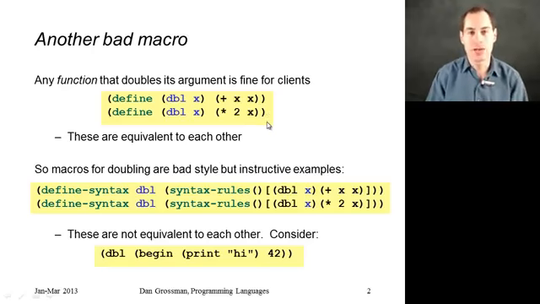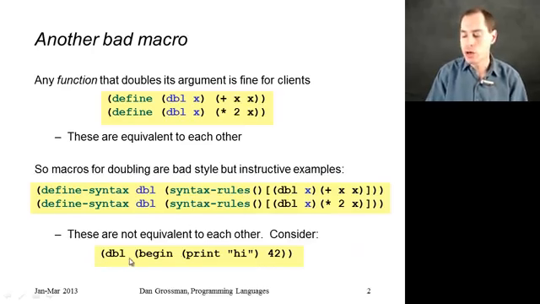But for the sake of a short example that will fit on a slide, here are two macro versions, where the first macro replaces double of some expression x with plus x x. The second one replaces double of some expression x with star 2 x. Now these two macros are not equivalent to each other. We saw this sort of thing in the previous segment.